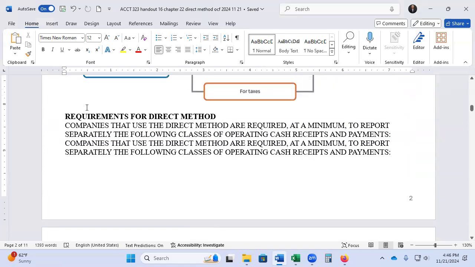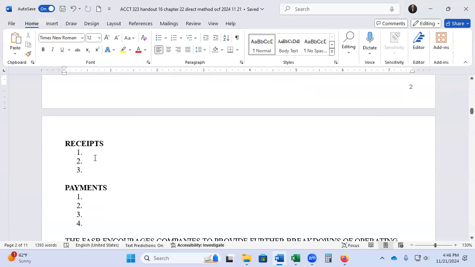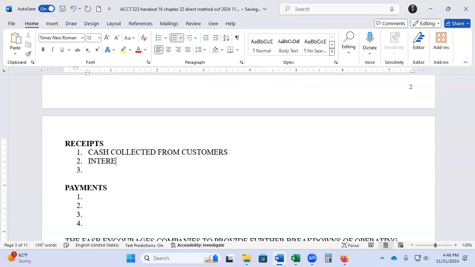So a couple things, companies that use the direct method are required at a minimum to report separate the following classes. So these are our classes of receipts that they have to report. Cash collected from customers. I mean, it's basically in that. Interest and dividends received. And then other operating cash receipts.